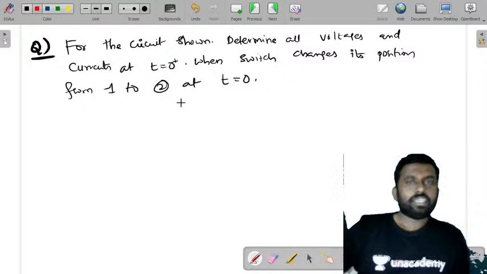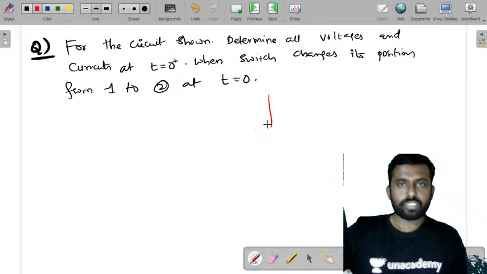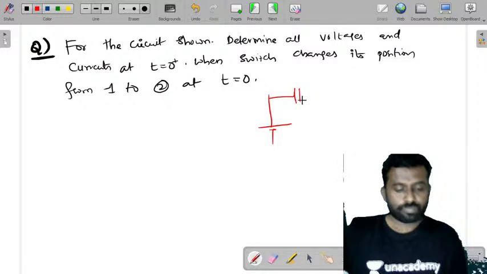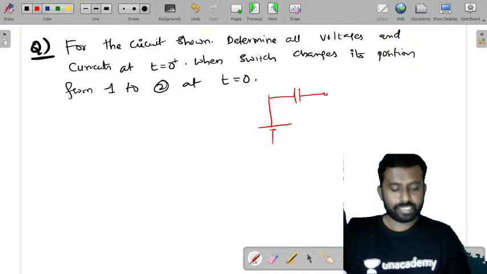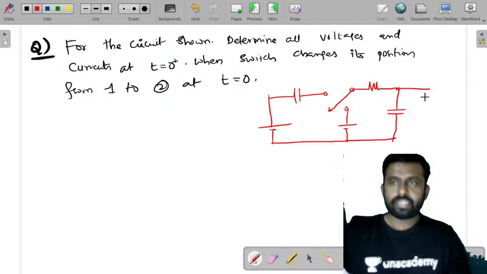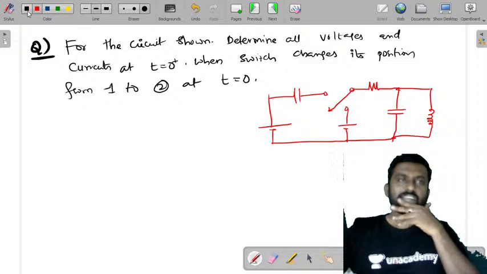So let's take that question. It is given there is a voltage source with some capacitor, and it is connected to a switch. Here there is a switch and you have another voltage source here. These two are connected together, and this is connected to a resistor with some capacitance Cy and an inductor. So this is the given question.